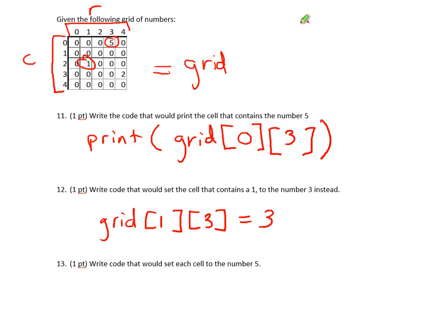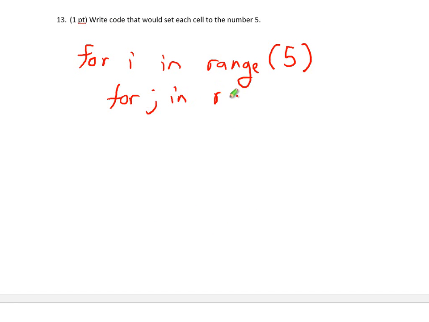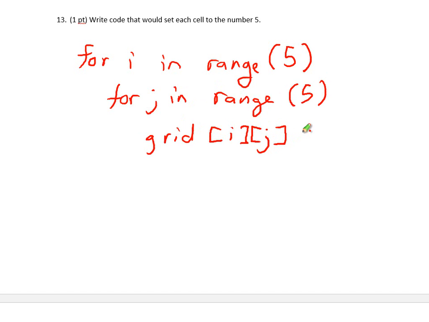Write code that would set each cell to the number 5. Oh, much more difficult. For i in range 5, for j in range 5, grid i j equal to 5. There are 5 rows, 5 columns, therefore I want a range from 5, and I'm going to use that as my index locations. That'll set all 25 locations to the number 5.